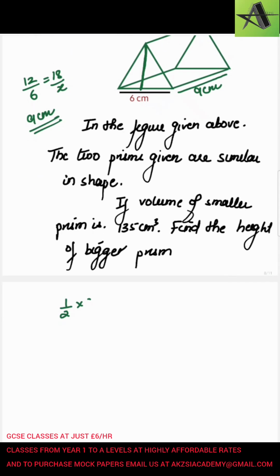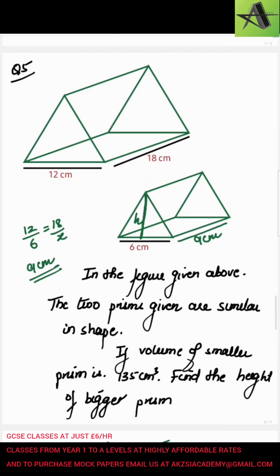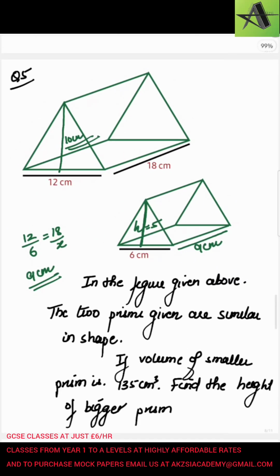Half times base, which is 6, times height, let's say h is the height, times length, which is 9, is equal to 135. From here we can easily calculate the value of h, which is 5 centimeters. So the height of the smaller is 5 centimeters and we know the length scale factor is 2. You can clearly see the bigger one is twice the smaller one. So if this is 5, this is twice that, which is 10 centimeters. And in this way we can calculate the height of the bigger prism.